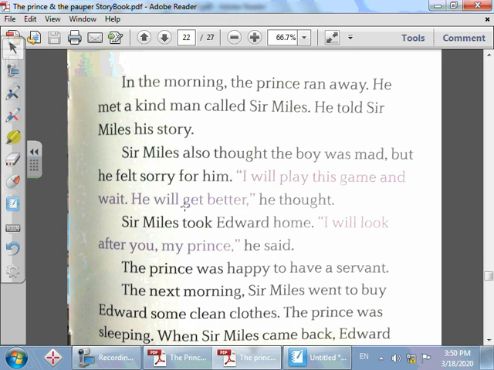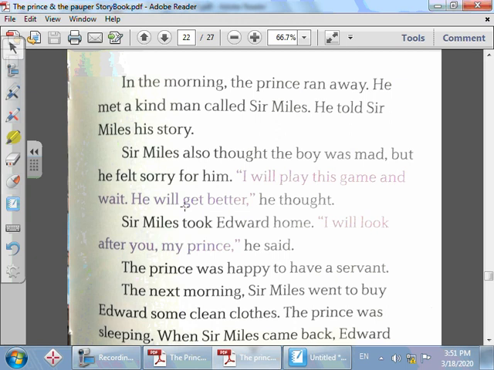The prince was happy to have a servant. So, guys, Sir Miles said, I will act like the prince's servant, and I will act like I'm believing him. But he is not believing him, of course.